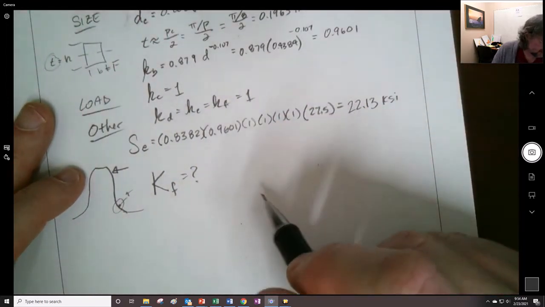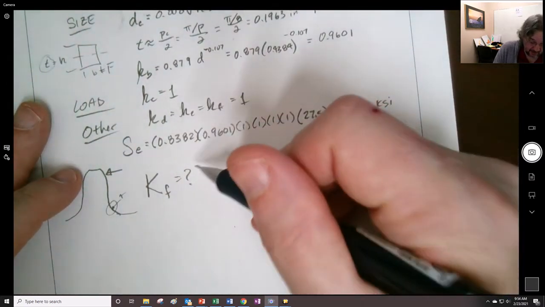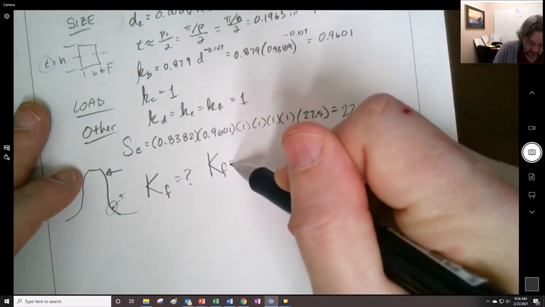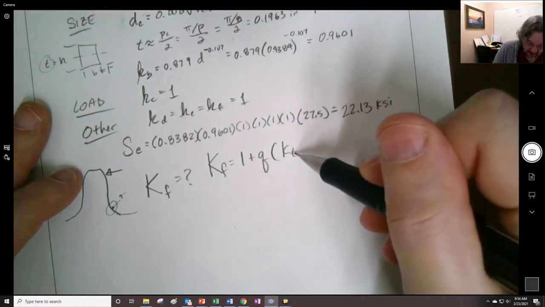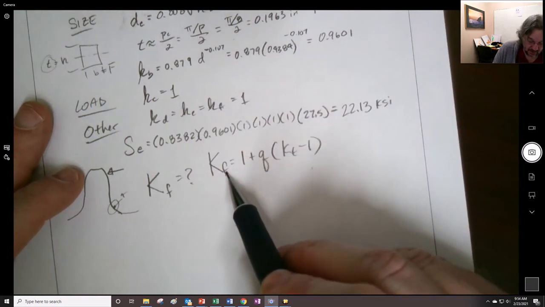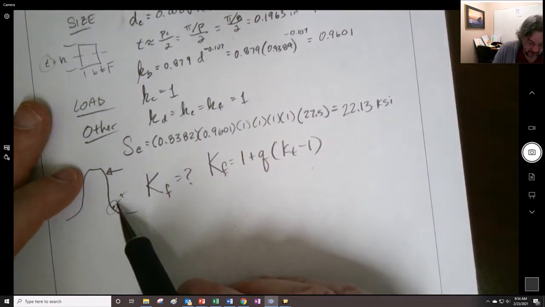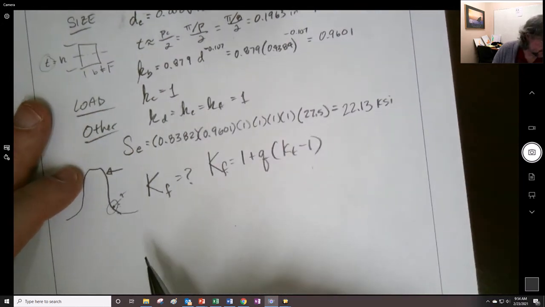So first off, we need a big KT. And then we're going to use 1 plus notch sensitivity times KT minus 1, right? So this is the equation that we're going to use. We're actually going to need to know this fillet radius not only for this, but also for this. So let's go after them.